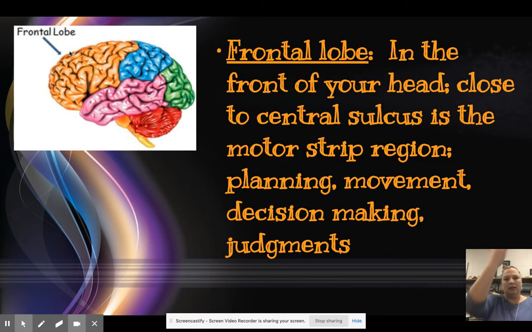Okay, so remember that our frontal lobe in the front of your head is close to the central sulcus. It also has the motor strip region. It is in charge of planning, movement, decision-making, and judgments. So a very important part of our brain. And notice how much of it is the frontal lobe. It's a big chunk, isn't it?